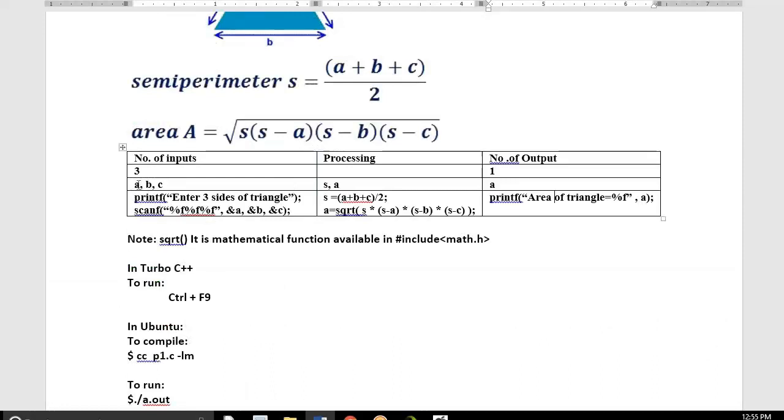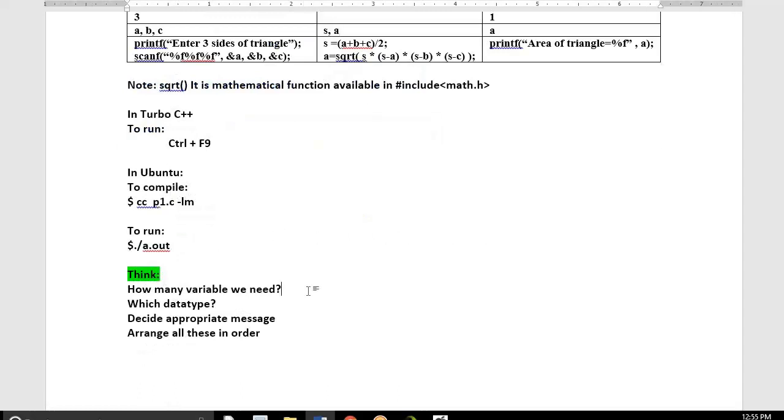We need A memory, we need B memory, we need C memory, we need S memory, we need A memory. Totally we need 3 plus 2, 5 memories. That means 5 variables I need. How many variables we need? 5 variables I need. Next you need to think which type of 5 variables you need. Integer or float. Better go for float, because user may enter a value with fractional part. That's how we go for float.